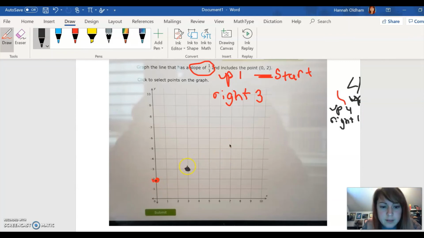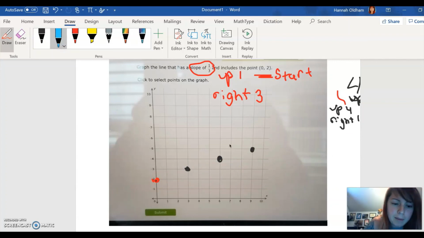From this point, up 1, right 1, 2, 3. Put a dot. Keep going. Up 1, right 1, 2, 3. Put a dot. I can keep going, but I'm going to run out of graph. Then I would draw my line. I'm using a mouse here, so I'm not sure how nice this line's going to be, but my line would look like this. Ta-da. And that is how you graph a line from a point.